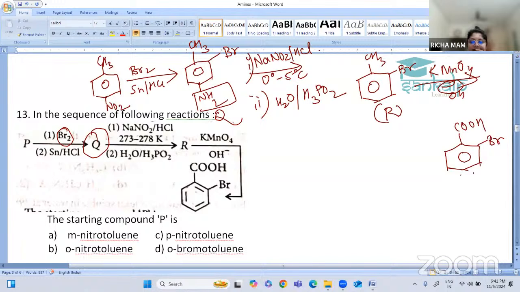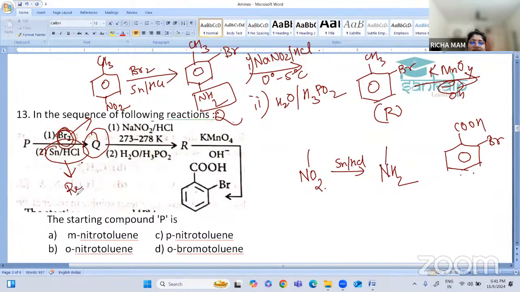Got it? Is it clear? So you have to follow the steps. You have to understand the roles of these reagents. Br2 is used for bromination. Tin HCl is a good reducing agent. We have seen that whenever you have NO2, if you use tin HCl, you can easily get an NH2 group. So tin HCl is a reducing agent.